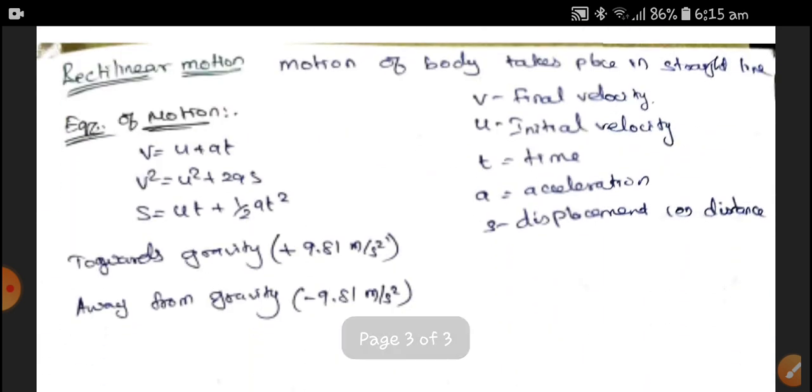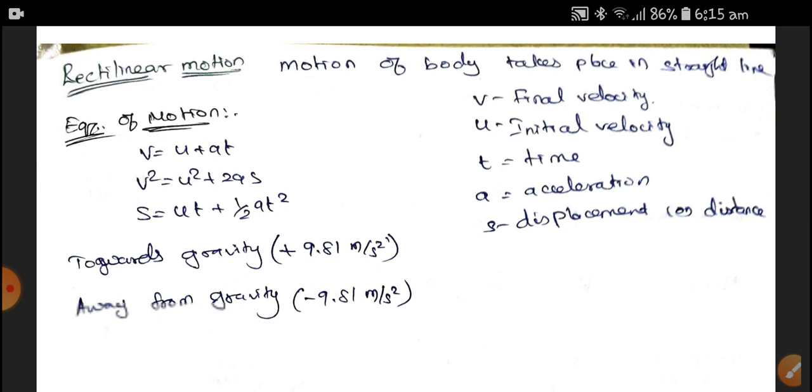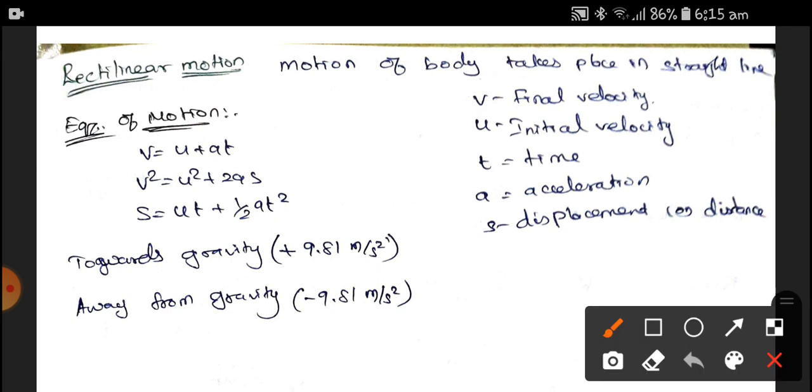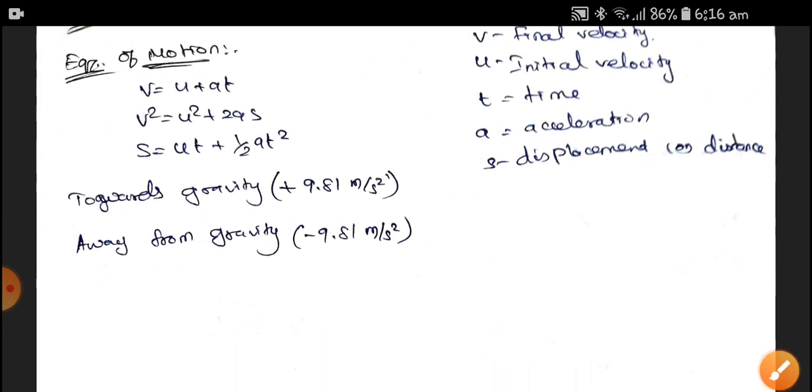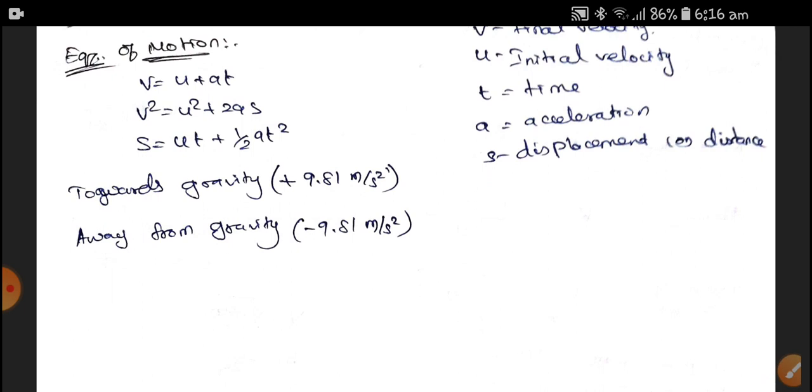Next, we have the equations of motion for rectilinear motion. In rectilinear motion, the body moves in a straight line. Here the parameters involved are v as the final velocity, u as the initial velocity, t as the time, a as the acceleration and s as the displacement or distance. The first equation is v is equal to u plus at. Next, v square is equal to u square plus 2as, and the third equation is s is equal to ut plus half at square.